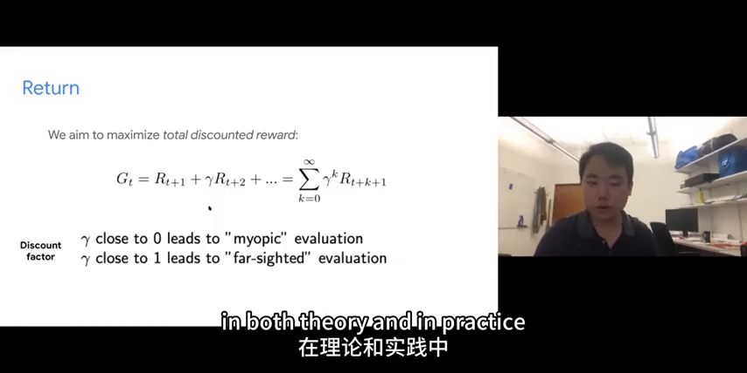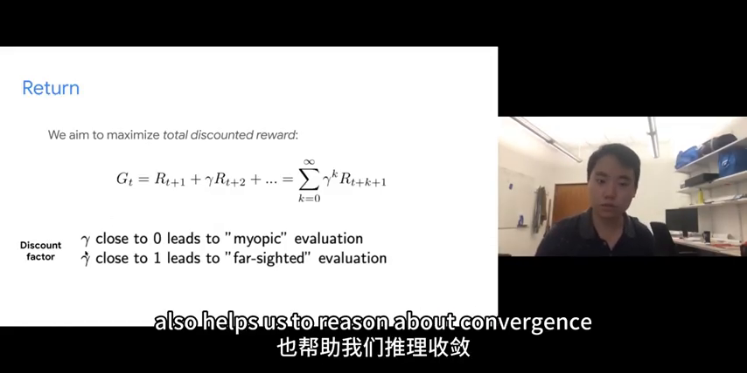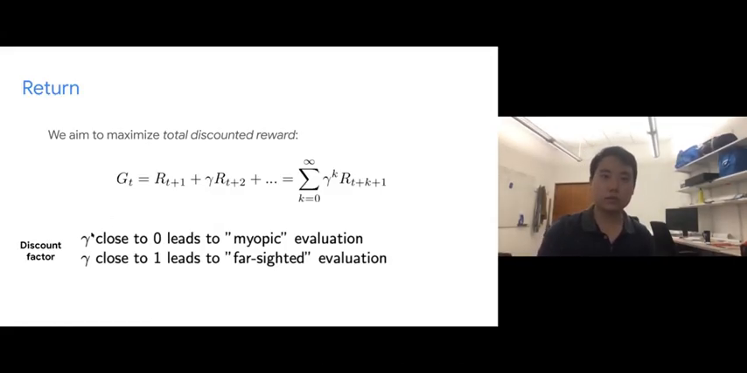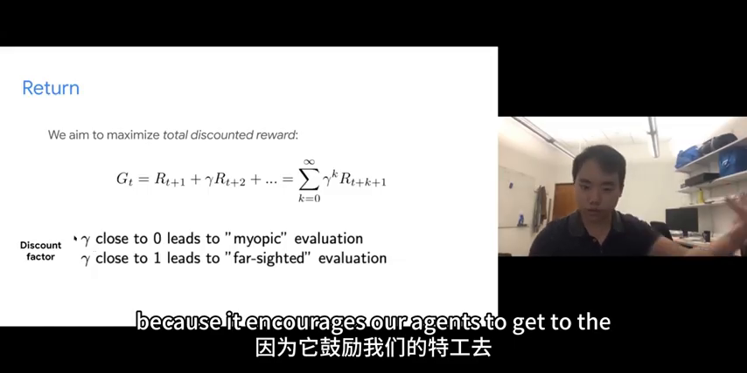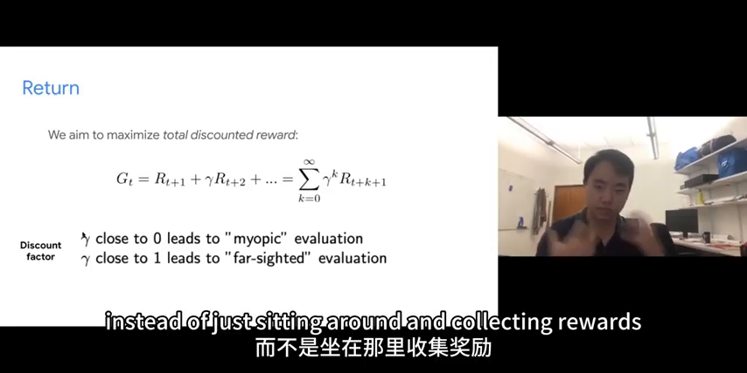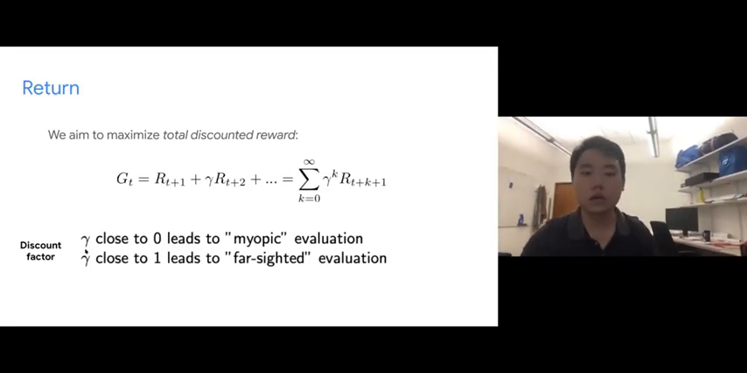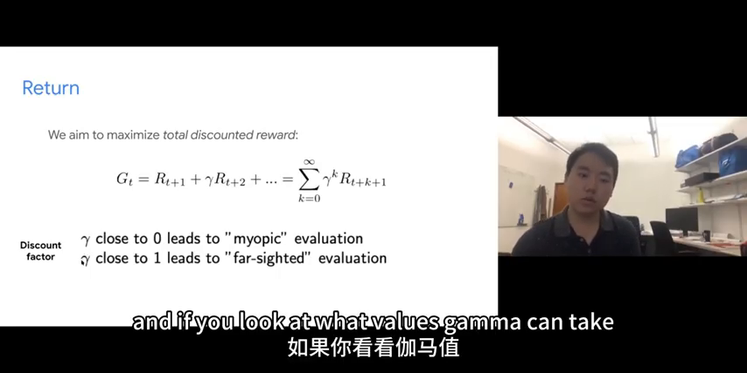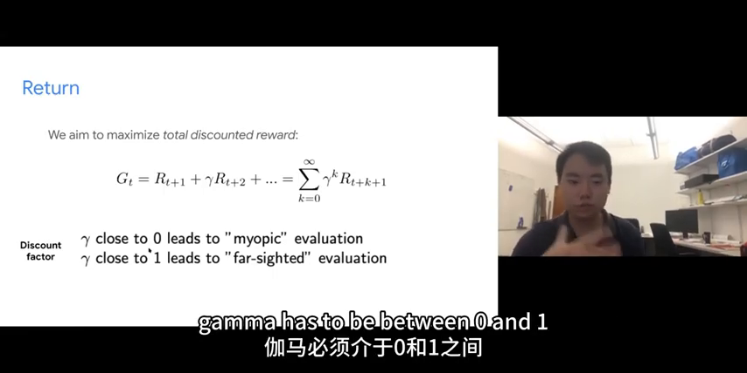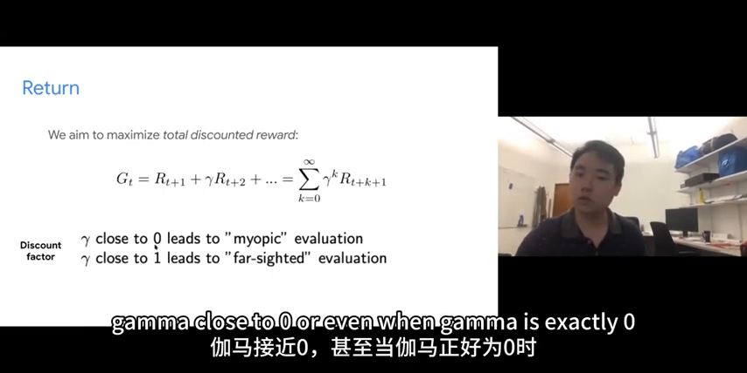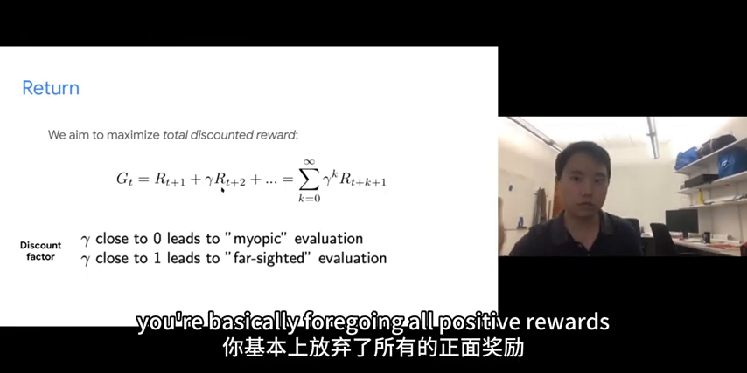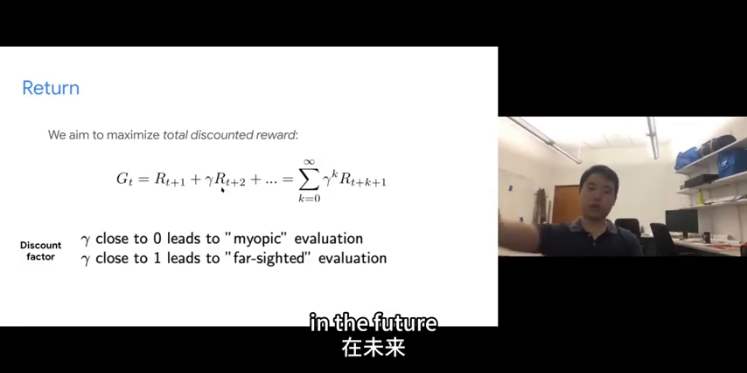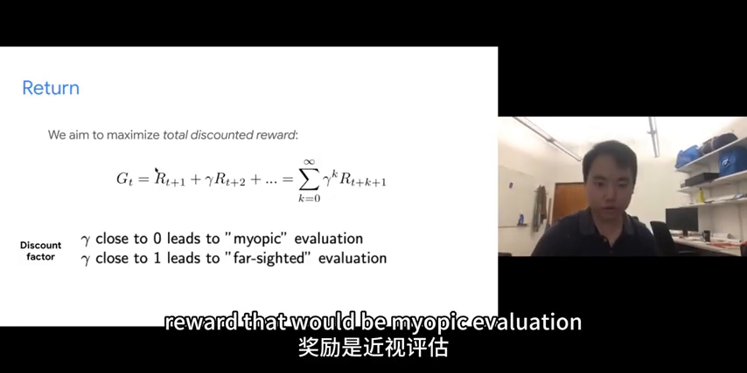In both theory and in practice, having a discount factor also helps us reason about convergence, because it encourages our agents to get to the final goal faster instead of just sitting around and collecting rewards. So it's useful in both theory and in practice. And if you look at what values gamma can take, gamma has to be between 0 and 1. With gamma close to 0, or even exactly 0, you're basically foregoing all rewards in the future and just trying to maximize your immediate reward. That would be myopic evaluation.